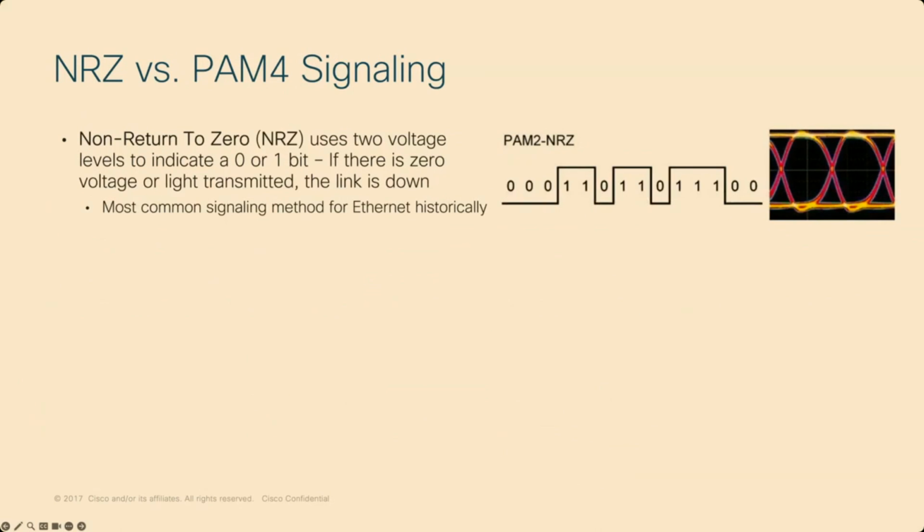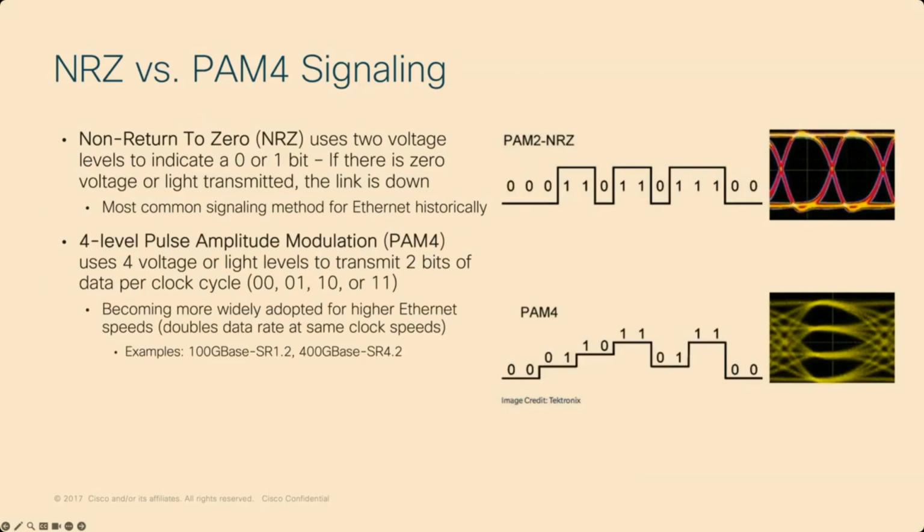So the mechanism by which we map 1 bit to each signal is what we call non-return to 0. So non-return to 0 is basically either I have a positive voltage or a negative voltage, and if there's 0 voltage, then the link is considered down. So typically throughout history, this is the way Ethernet has worked. With the 4-level pulse amplitude modulation, or PAM4, now I get to use 4 different levels of voltage, or 4 different intensities of light, and that is going to allow me to send 2 bits per signal.